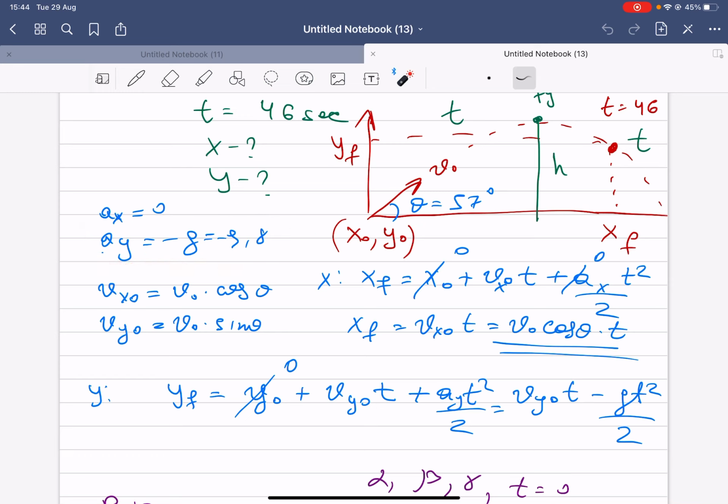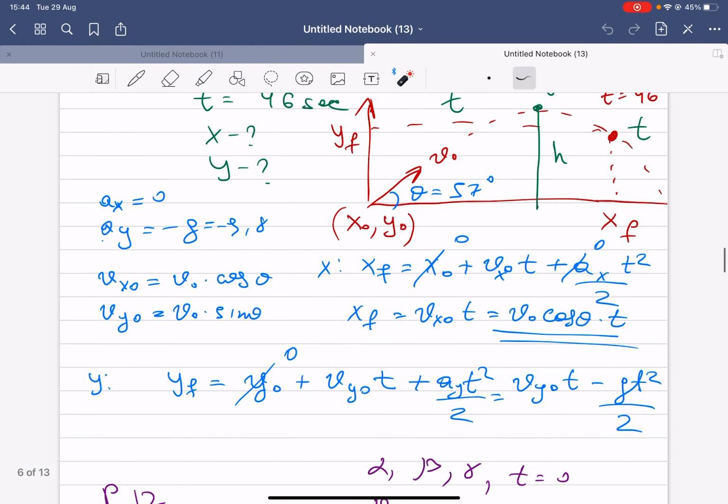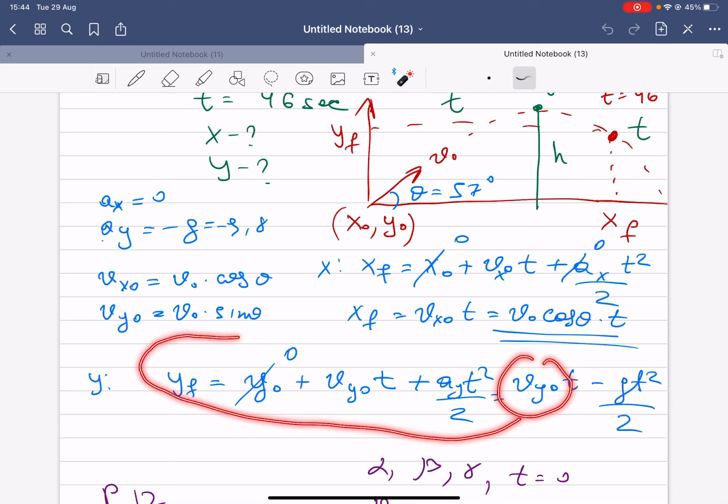By saying that y initial is equal to 0, we end up with this equation: vy initial times t minus g t squared over 2. Okay, so vy initial itself will be equal to v initial sine theta. So by plugging in those numbers, you will get the final y position at a time of 46 seconds.